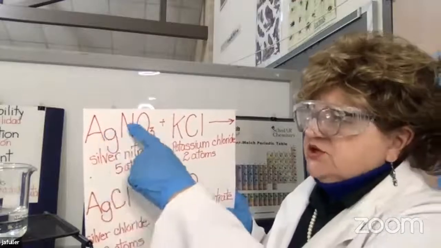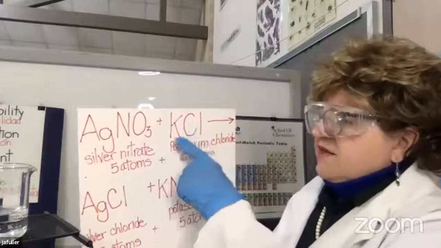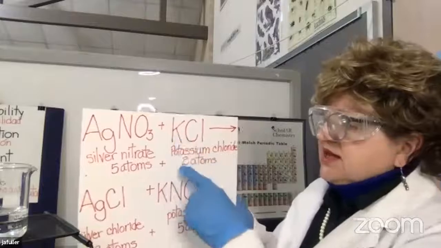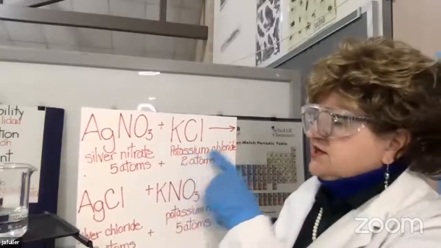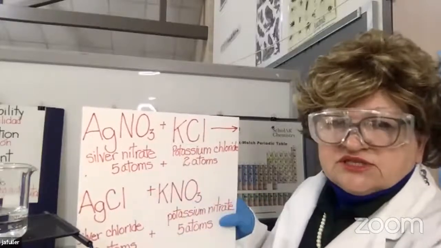So that's going to be 1, 2 plus 3 is 5. So we've got 5 here. Then we're going to add to it potassium chloride. So potassium has 1 atom, chlorine has 1 atom. So the potassium chloride equals 2 atoms. 5 plus 2 equals 7.